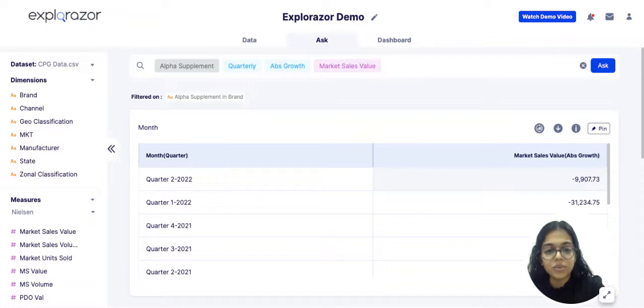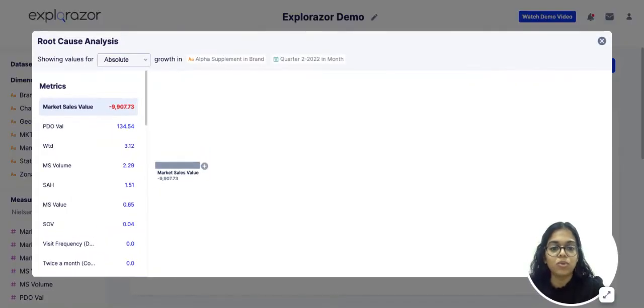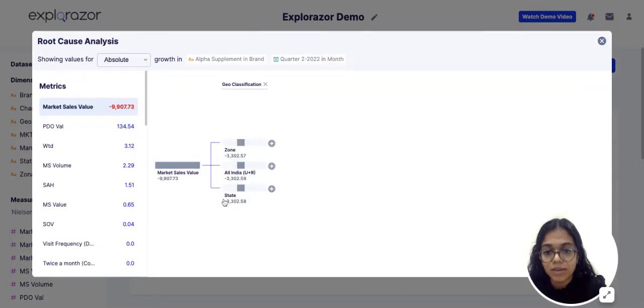So the way I can do that is by right clicking over here and clicking on perform root cause analysis, and this brings up a screen which helps you look at the root cause of why Alpha Supplement's market sales value has been declining. So I'm going to click on the plus icon over here and look at the geo classification of this decline. So I can see zonal, all India and state level.